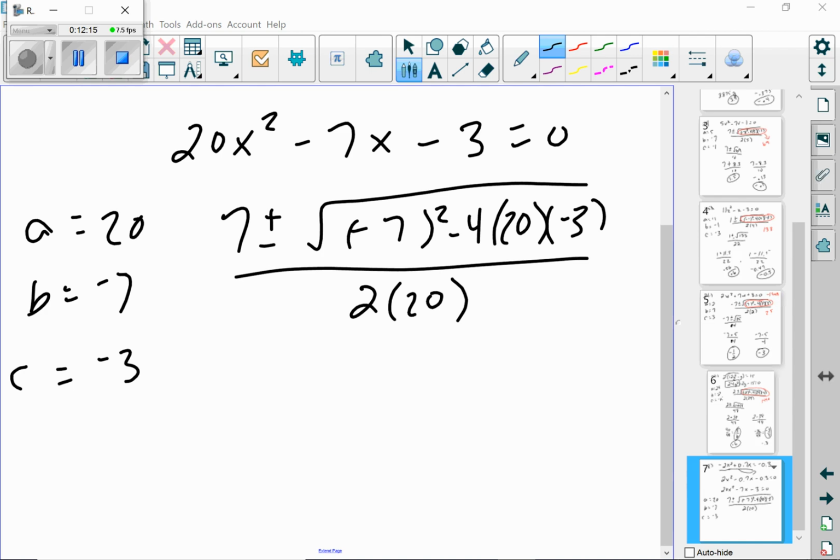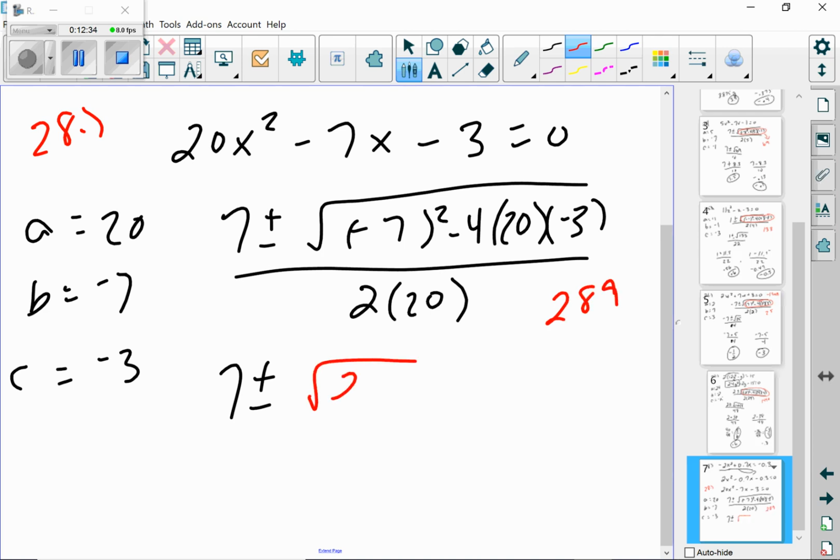So I'm getting 7 plus or minus a discriminant value on this problem. This is number 28. I didn't write that down, sorry. Number 28, the discriminant value, I got 289, right? 289. So the square root of 289 over 40.